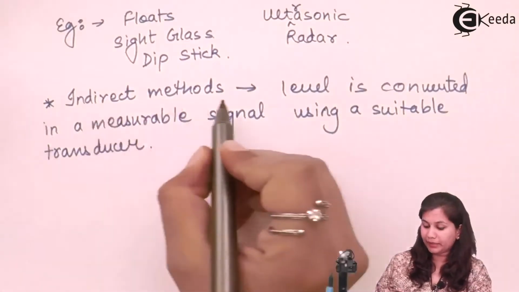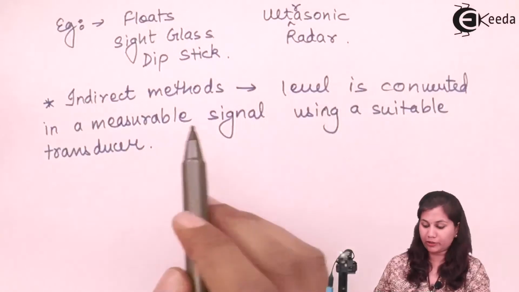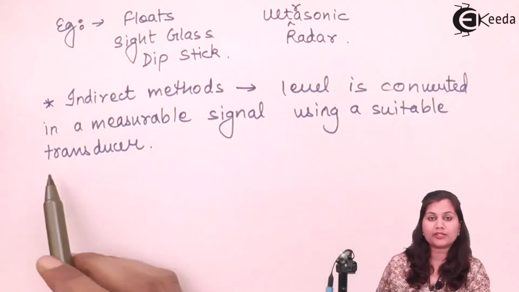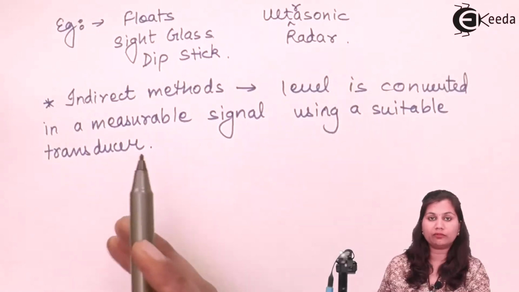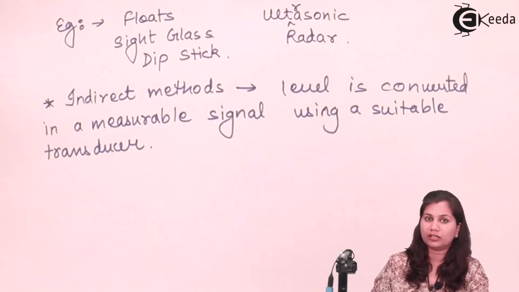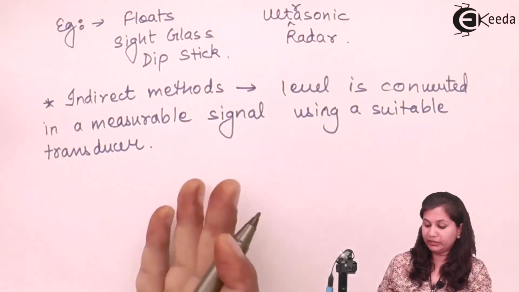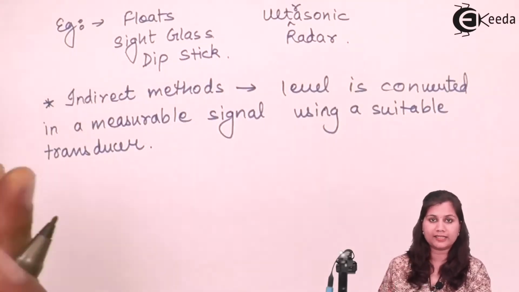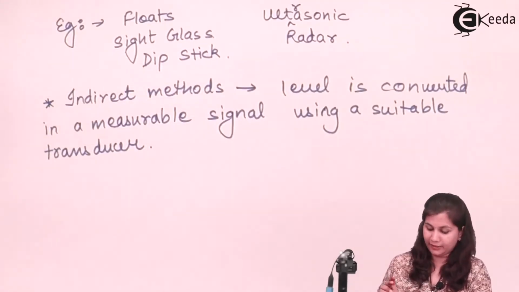So in indirect methods, level is converted into a measurable signal using a suitable transducer. Transducers are those devices which convert a non-electrical quantity into an electrical quantity. So level is a non-electrical quantity which is converted into an electrical quantity, such as voltage or current. So we are converting the level into some other measurable signal, and that signal is measured through the device.